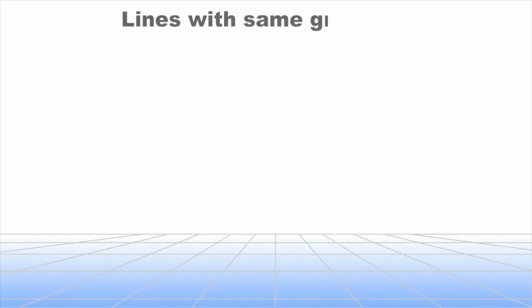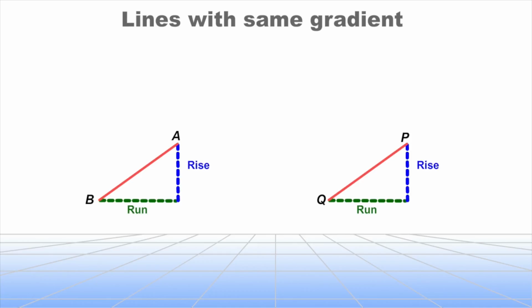Now, what can we say about lines with the same gradient? Here we have two lines, AB and PQ. Let us take a look at the rise and the run for these two lines. Notice that the steepness of the lines is the same, as given by the corresponding angles. Therefore, they must have the same gradient.